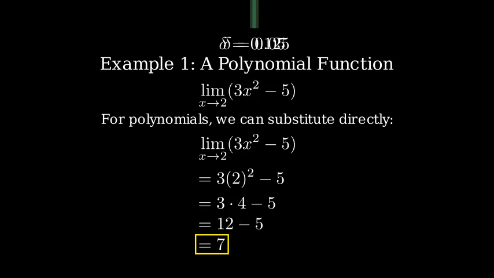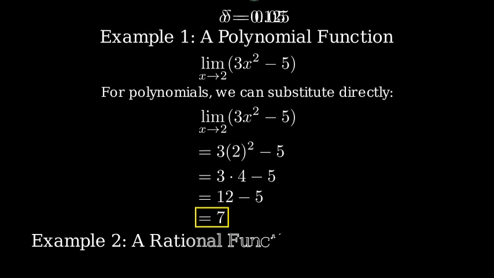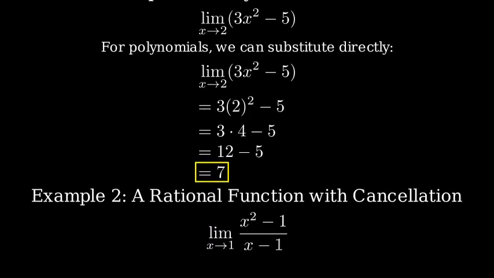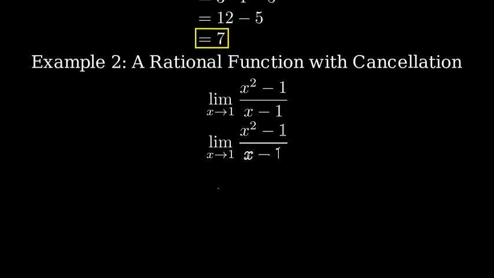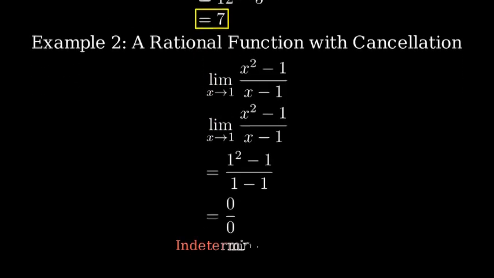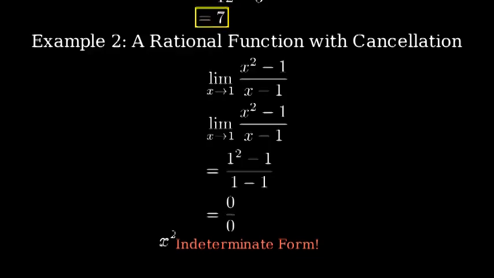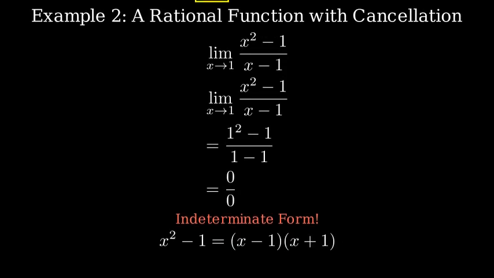Let's try a more challenging example. Example 2. Find the limit of the fraction x squared minus 1 divided by x minus 1 as x approaches 1. If we try direct substitution, we get 1 squared minus 1 divided by 1 minus 1, which is 0 divided by 0. This is an indeterminate form. To resolve this, we need to factor the numerator.